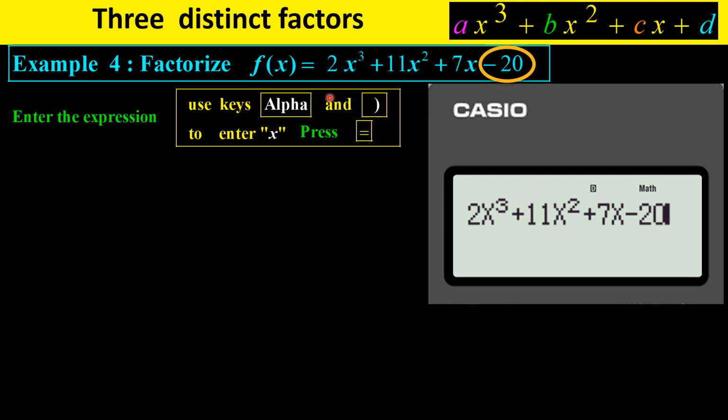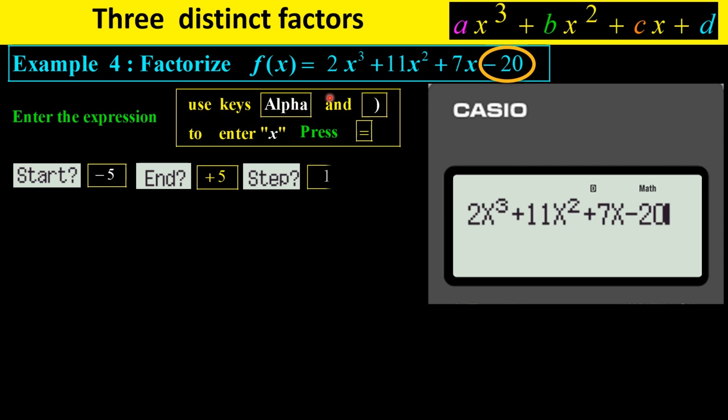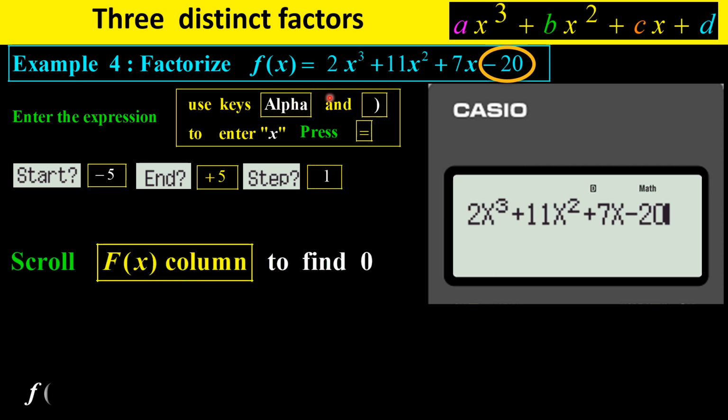And now we want the start. The start can be from negative 20 to 20, but let's take a smaller starting point, from negative 5 to 5, otherwise we'll have insufficient data. Step 1. Now once we do that, we get a table, and we just have to scroll down to find 0. So now we can get the actual factors there.